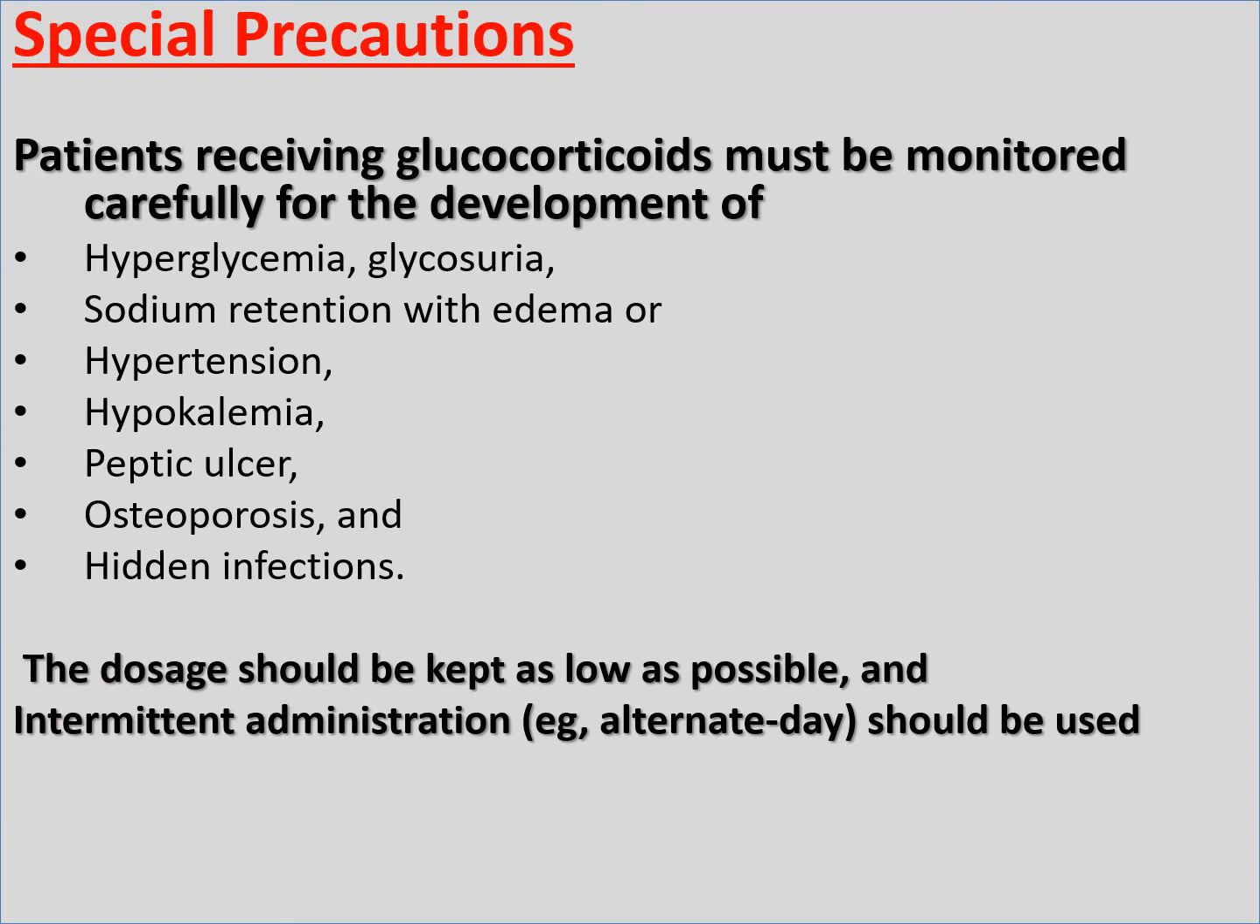There are certain special precautions for the patient receiving steroids, like blood sugar level, as they may become diabetic; sodium retention, so electrolytes; as it will cause hypertension, you have to keep measuring the blood pressure. Because of the potassium loss, you can look for the hypokalemia, peptic ulcer, fractures, osteoporosis, and certain hidden infections. So if you are going to give steroids, the dosage should be kept as low as possible and try to give the steroids on alternate days.